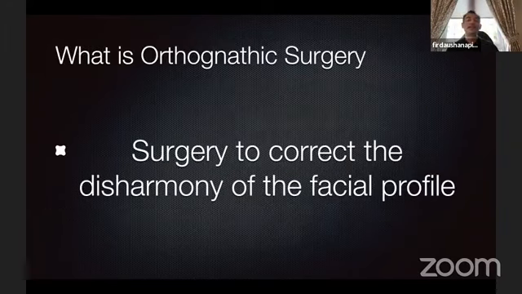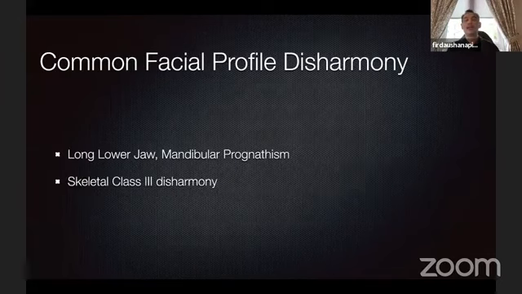What is orthognathic surgery? To me, it's very simple. I'm not very technical, in the sense that I want to make terms simple for the patient to understand. Ortho means straighten, gnathic means jaw. So it is straightening of the jaw, surgery to correct the disharmony of the facial profile, both anteroposteriorly and from the coronal side.